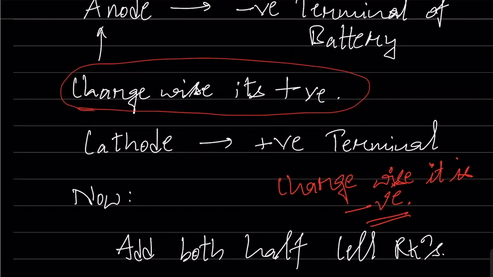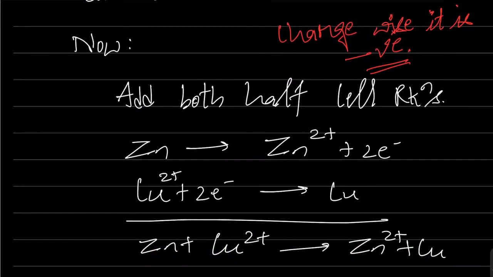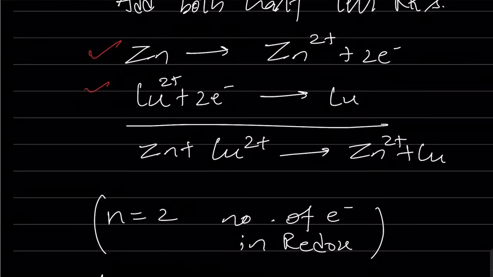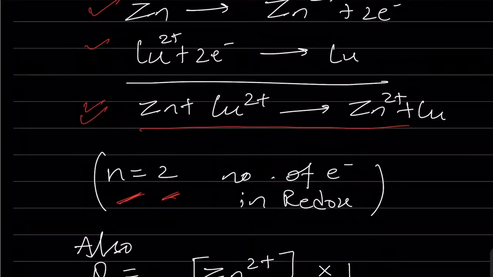So now my interest is to add both the half cell reactions. Now I am adding both of them, the oxidation half reaction and the reduction half reaction. And how do we add the reactions? We add the reactions always in such a way that the number of electrons gets cancelled out. Easy, very easy. Zinc plus copper 2 positive gives zinc 2 positive plus copper, isn't it? Electrons get cancelled out. This final reaction will tell us the value of n equal to 2, the number of electrons participating in the redox reaction.